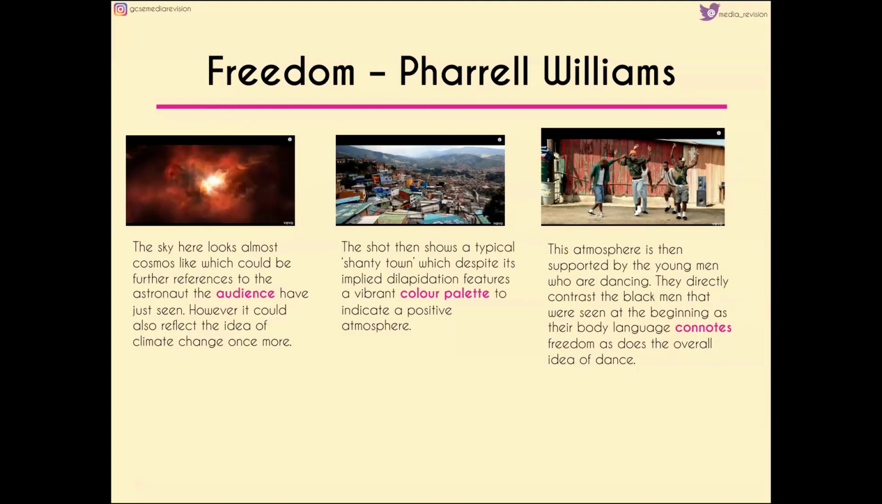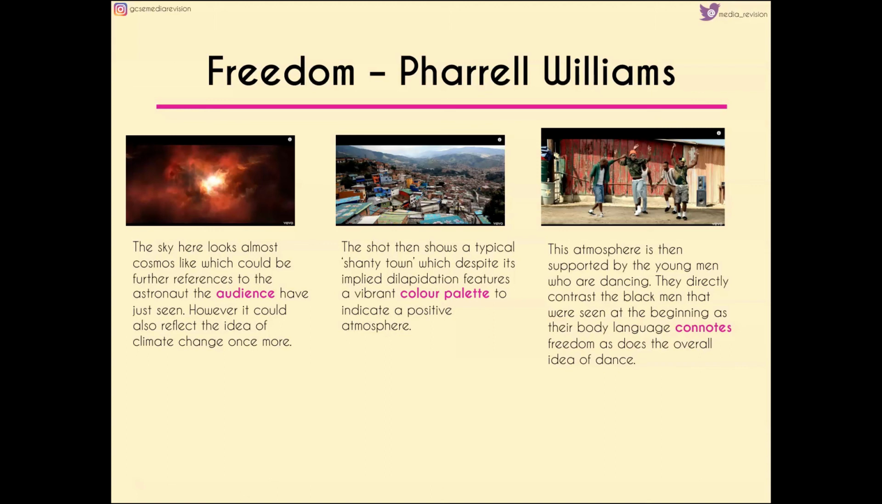Now the sky on the left hand side looks almost like a cosmos, which again could be further references to the astronaut that we've just seen, but it could also reflect the idea of climate change once more through the fact that there's a lot of red tones here which normally suggest danger or warnings. We then see a typical shanty town, which despite the implied dilapidation, has a very vibrant colour palette to indicate a very positive atmosphere. And the atmosphere is supported by the young men who are dancing.